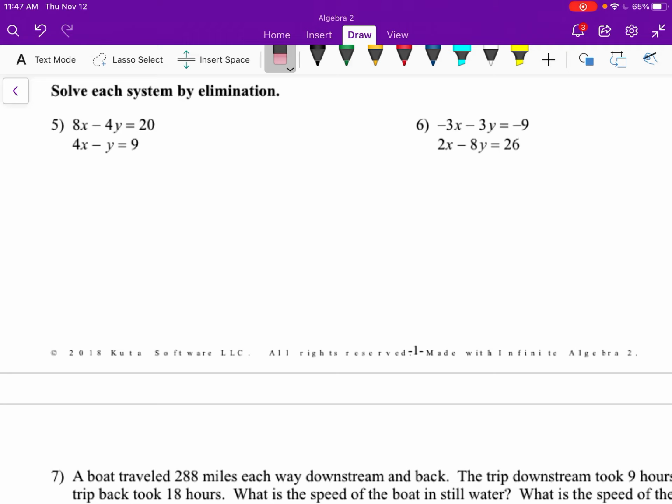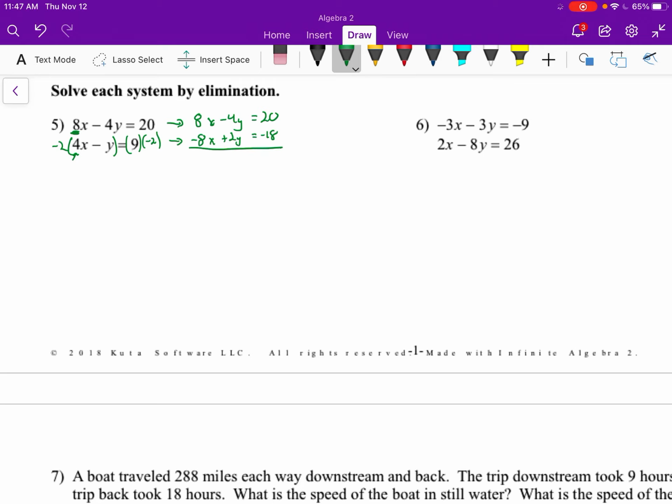Well, in order to eliminate, it's most helpful to have the same coefficient but opposite. So how do I get a 4 to look like an 8? Well, we can multiply this bottom one by a -2. So the top one will stay the same, 8x minus 4y equals 20. The bottom one will be -8x plus 2y equals -18.